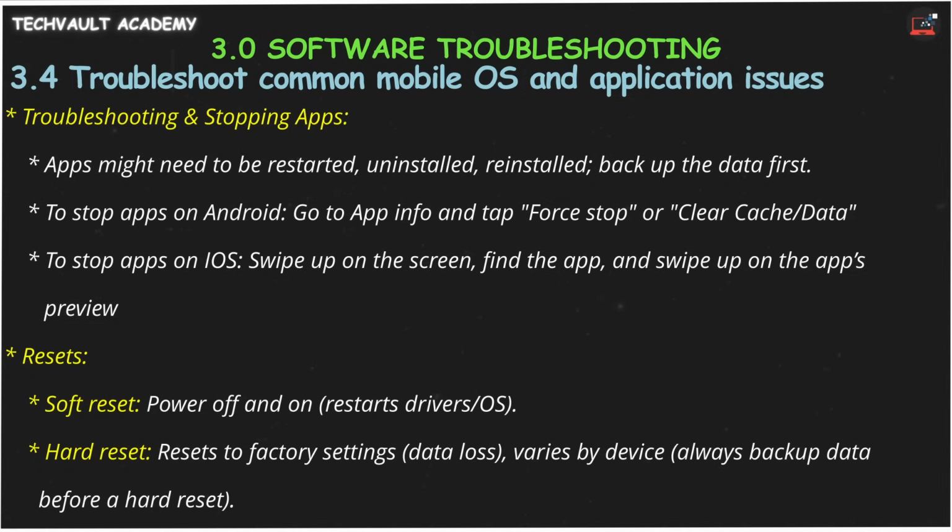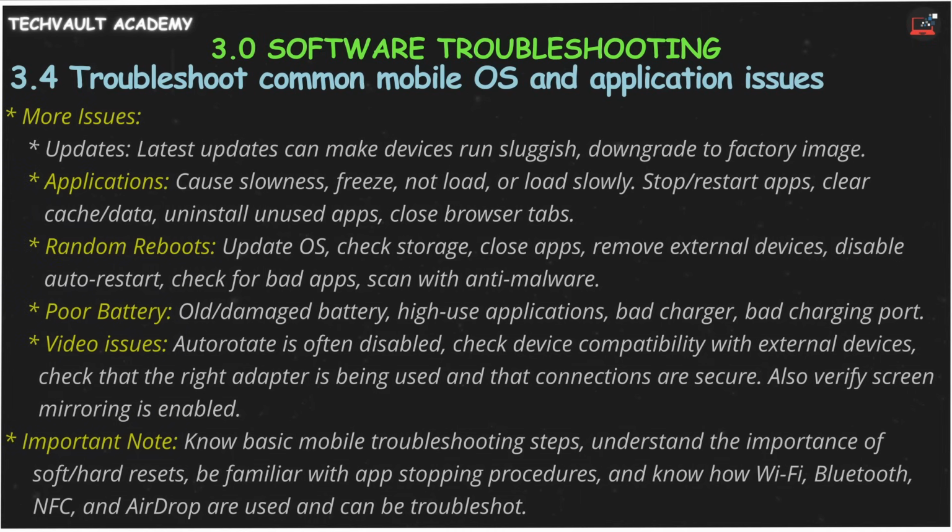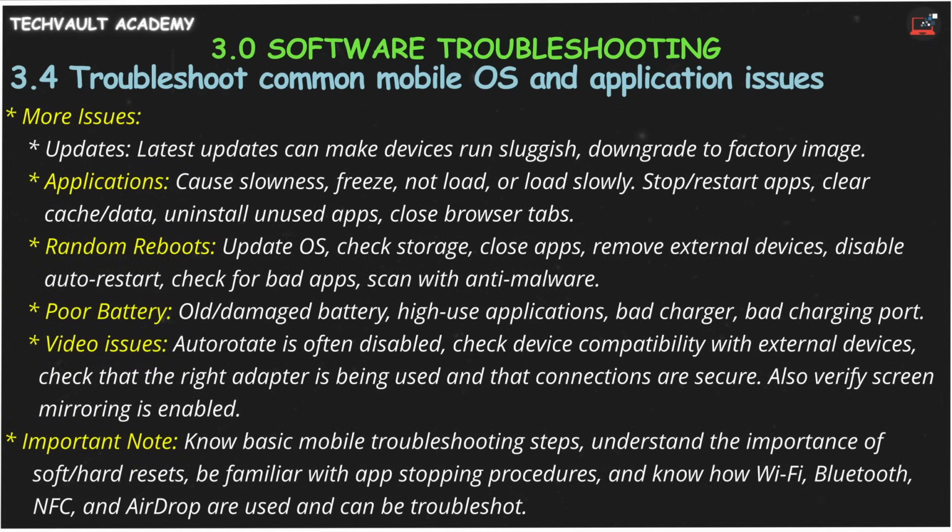Resets. A soft reset is powering off and on, which restarts drivers and the OS. A hard reset resets to factory settings, with data loss. It varies by device, so always back up data before a hard reset. More issues, updates: the latest updates can make devices run sluggish, so downgrade to the factory image.